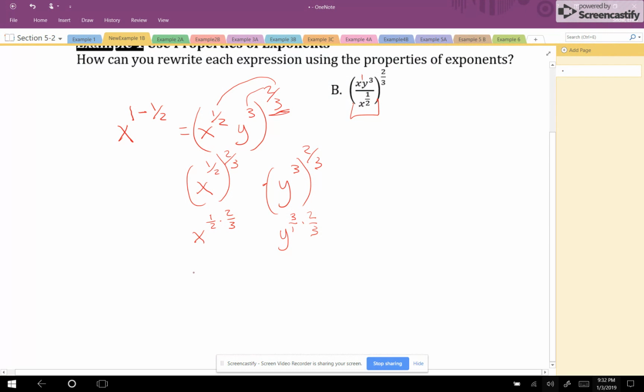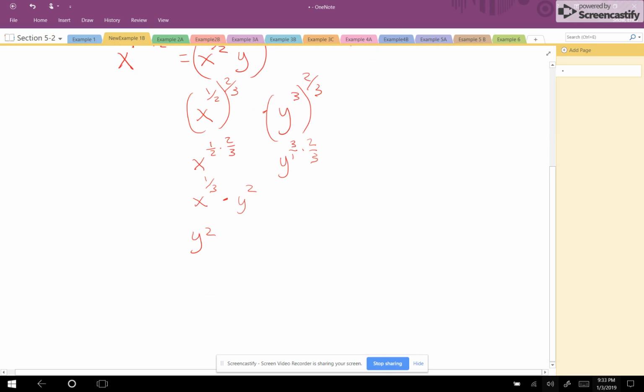So this becomes x to the 1/3, and this becomes y squared. So now we have x to the 1/3 y squared. Well, y squared stays like it is. And, okay, so we've got multiplication right here. So I'm going to put my y squared out front. I'm trying to go vertically down so I don't lose you guys.